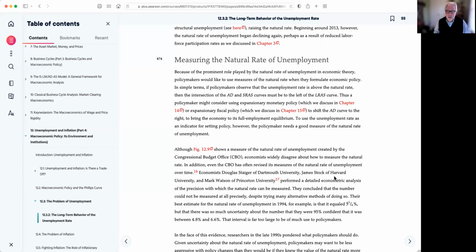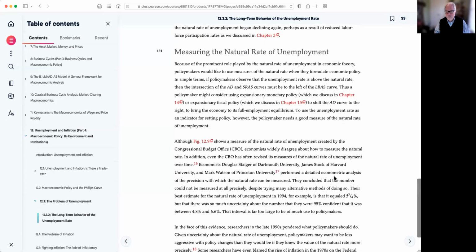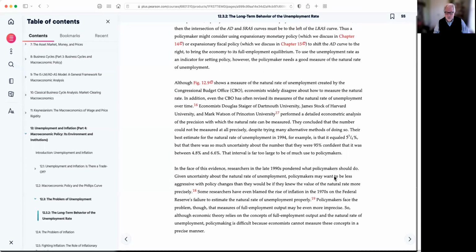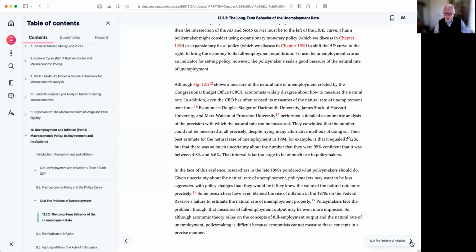So having a good understanding of what the natural rate of unemployment is critical for our policymakers. But that's a challenge. We don't really know what that natural rate is. It's the rate of unemployment that we think of as not leading to higher or lower inflation. But that's largely a conceptual idea, and there's debate about what that number actually is.